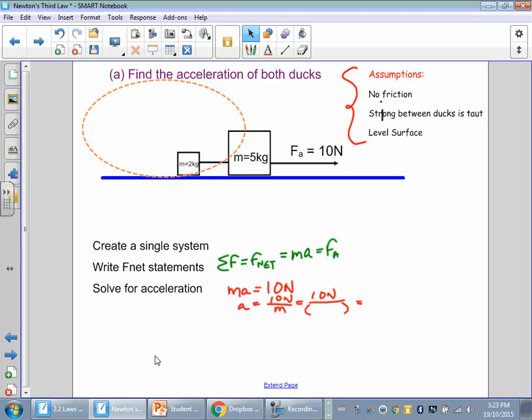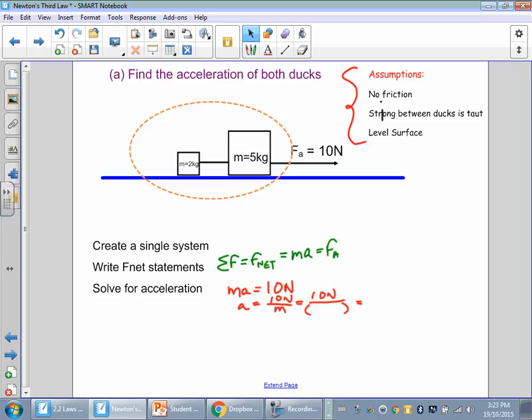So how do we do it? Well, first of all, we create a single system. So you can see that I'm moving it in here, and we're creating, by the dashed line, a single system where we have the 2 kilogram duck and the 5 kilogram duck, and we're treating that as one. Why are we treating it as one? Well, one of the reasons is because the string is taut. We are assuming that these ducks are moving at the same acceleration, and so we can treat them as one big object. And then we write F-net statements as we always do. So we write F-net equals ma, and we also can rewrite.